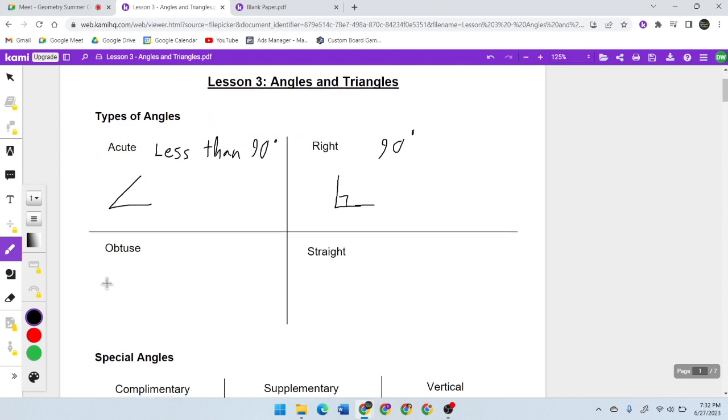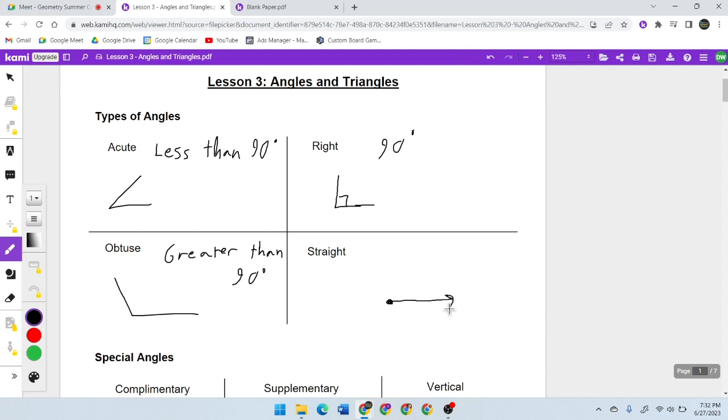Then for the obtuse, obtuse simply means it's going to be greater than 90 degrees. And obviously you can see here that's greater than 90 because the 90 looks like an L shape.